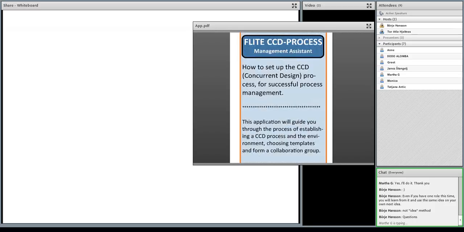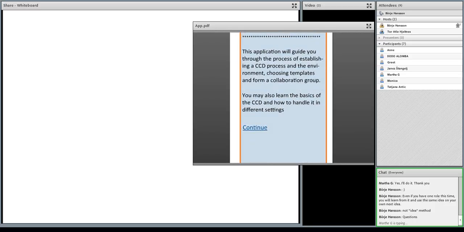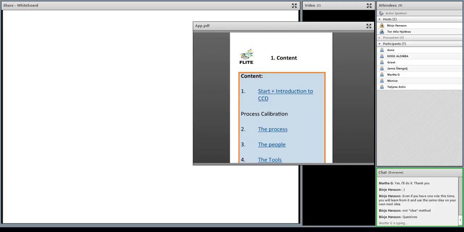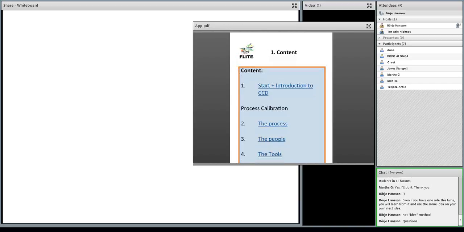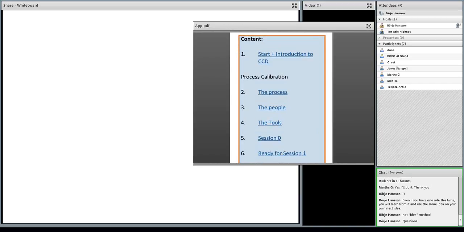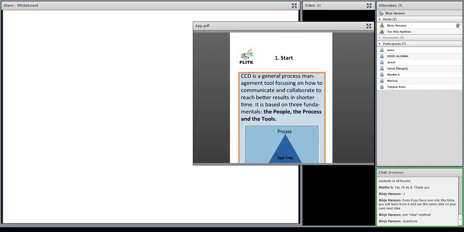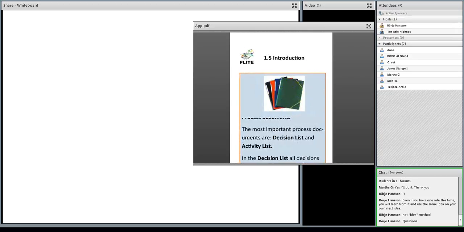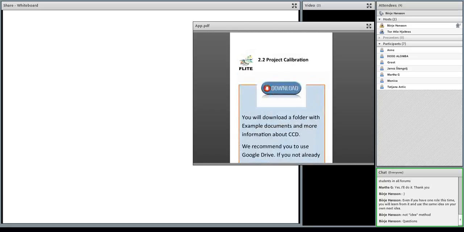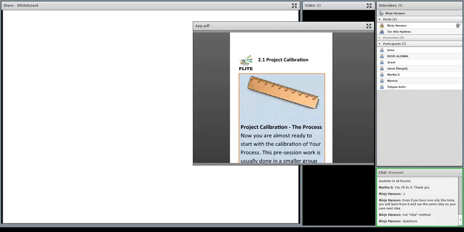So the app looks like this. You can here see the Flight CCD process, and we continue. We can start with an introduction to CCD, or we can continue directly to the calibration process, the first session, and so on. So this helps you to set up the environment, with basic knowledge about the CCD process. I will just jump ahead. Introduction, and then you have the process calibration.